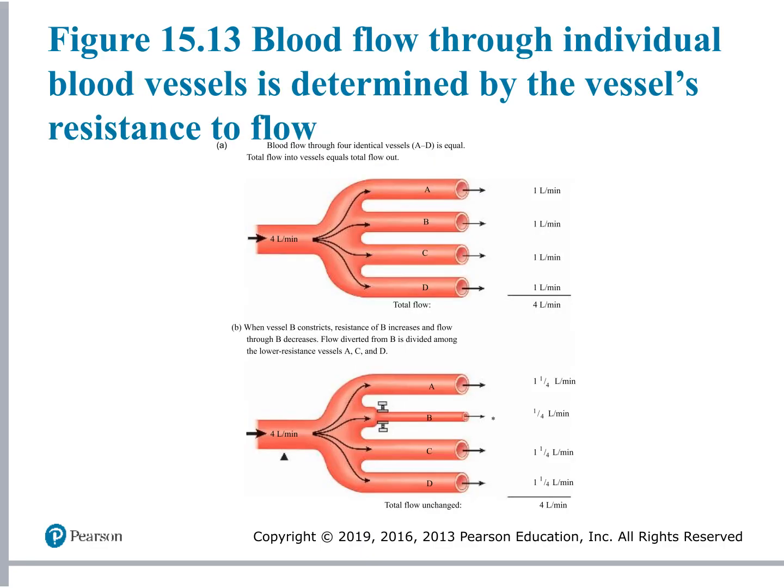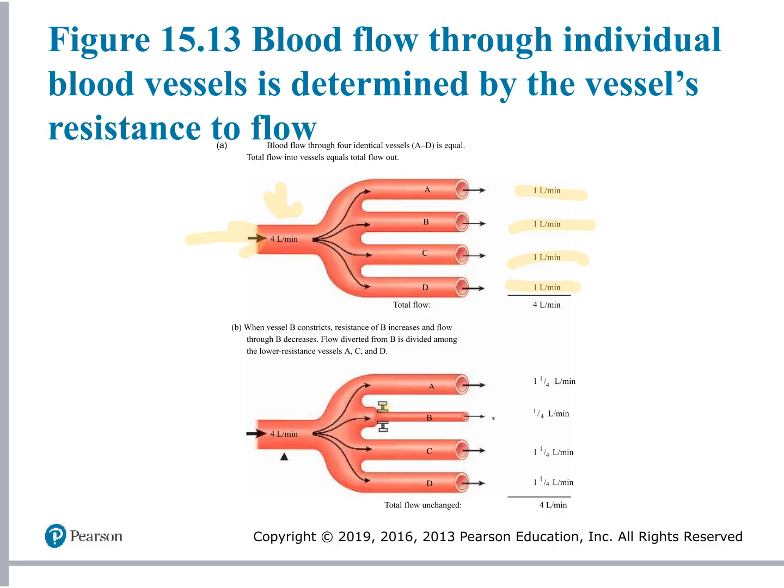Let's look at the concept in this picture. If we have 4 liters of blood going into a system of 4 arterioles, then as long as the diameters are the same in each blood vessel, the blood is going to be split evenly. So we have 4 liters going into the system and 4 liters coming out, with 1 liter coming through each arteriole.